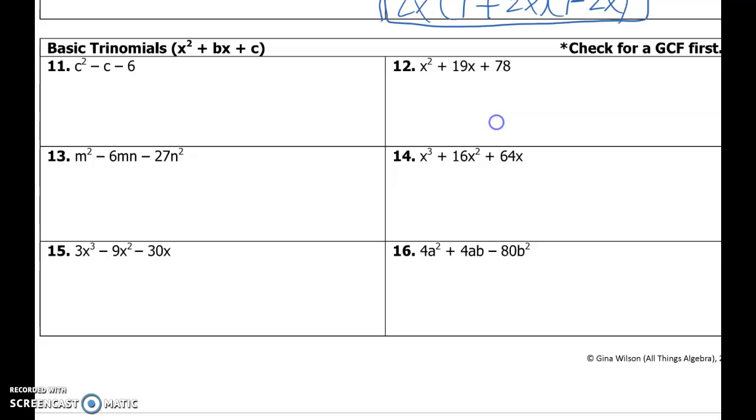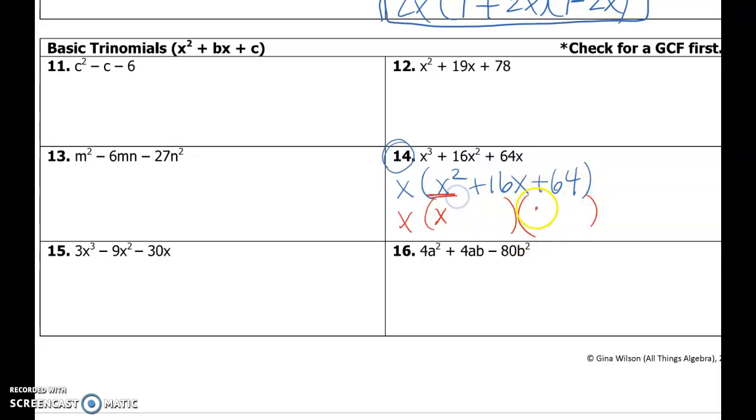Alright, for this next set we're going to do basic trinomials. And again, you always start by looking for the greatest common factor. So like question 14, I see that they all have an x. If I take out an x, I get x squared plus 16x plus 64. And then I bring down the x and I try to split this trinomial.